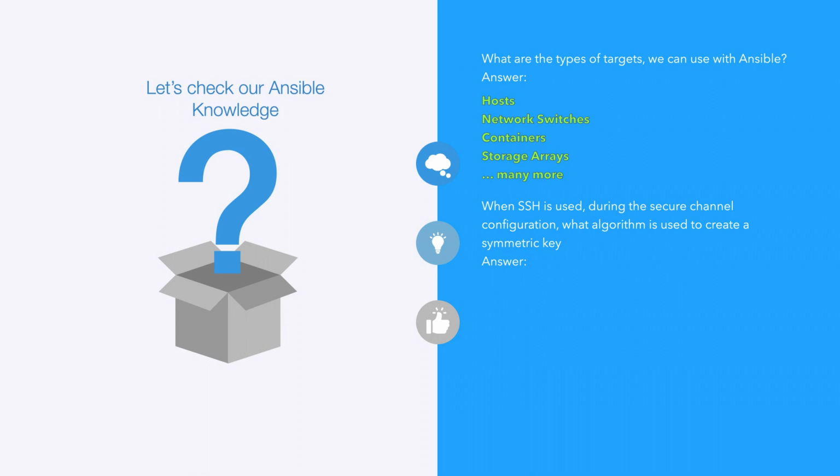Okay, this is a tough one and was referenced slightly in the material. Let's see if you get this. When SSH is used, during the secure channel configuration, what algorithm is used to create a symmetric key? The answer here was Diffie-Hellman, an algorithm from the 1970s that was published by Whitfield Diffie and Martin Hellman. This question was a bit of a wild card, so if you did get this one, well done, but not the end of the day if you didn't.